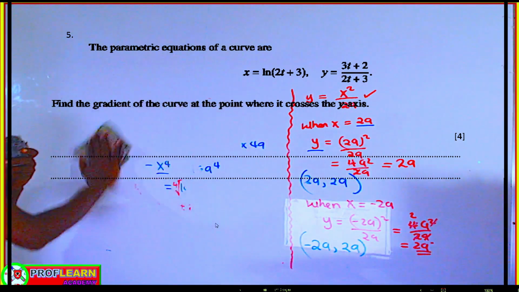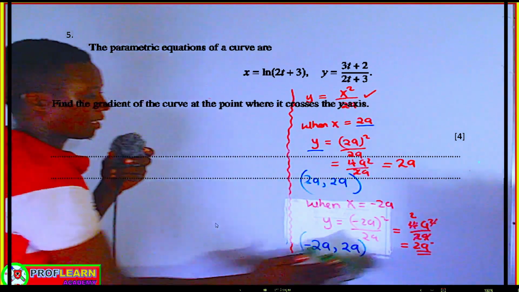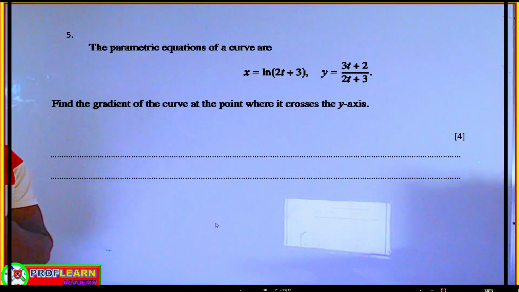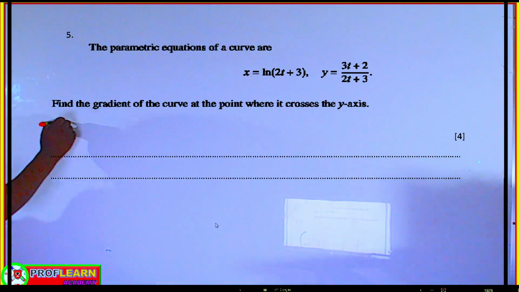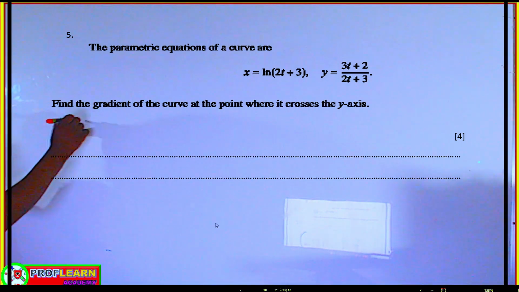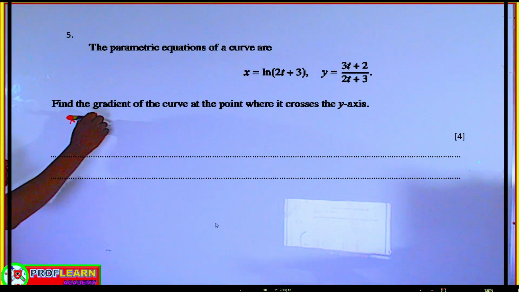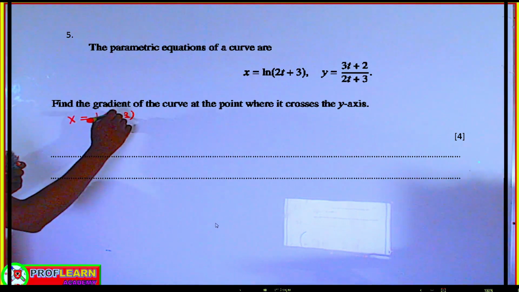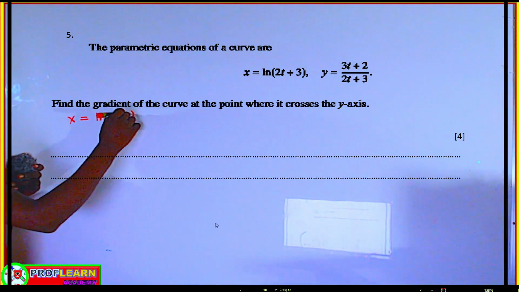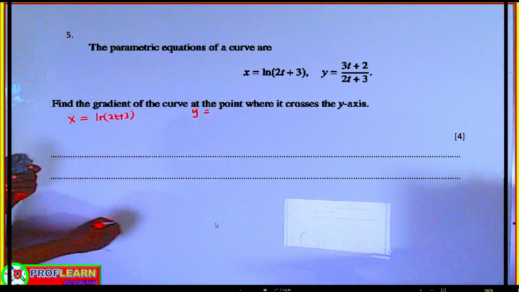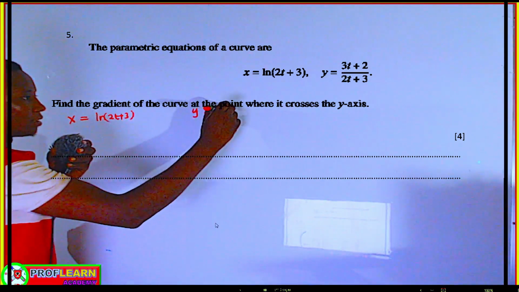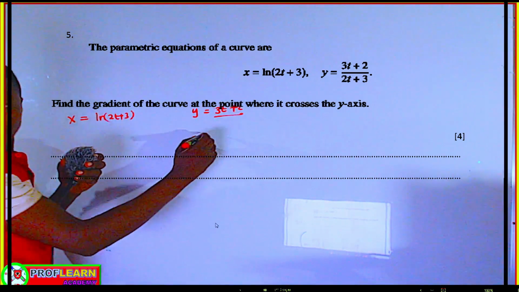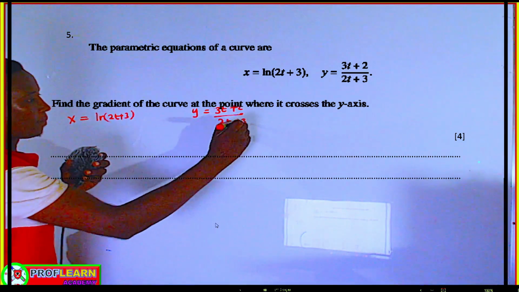Moving to the last question, that is question number 5. Here we are doing parametric differentiation, and we are told that one of the parametric equations is x equals ln of 2t plus 3, and the second parametric equation is y equals 3t plus 2 over 2t plus 3.